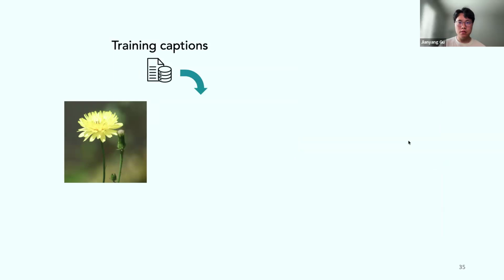And then we want to show that, of course, BioCap is a better model, but we want to show why it is better. So for this flower, in its training captions, there are two body parts, petal and anther. They are frequently mentioned in the captions.